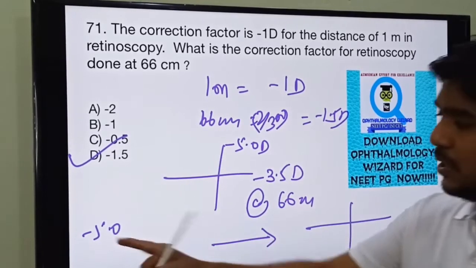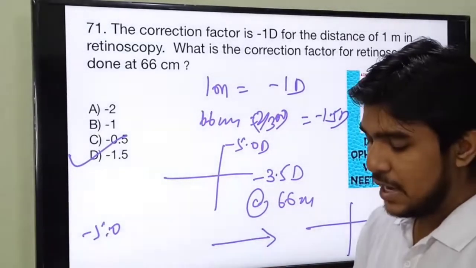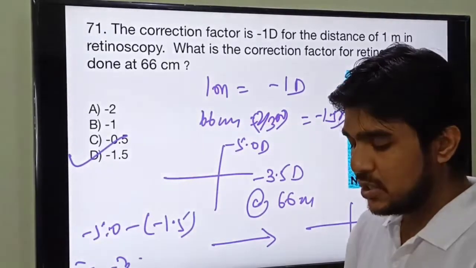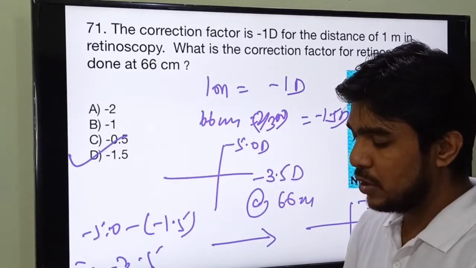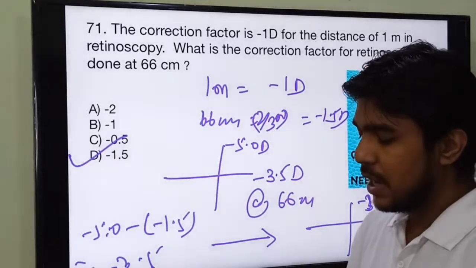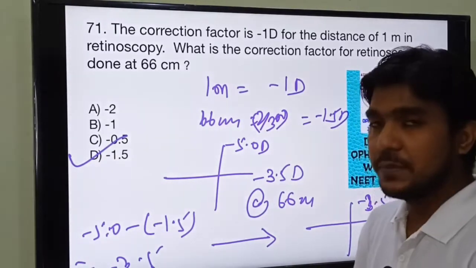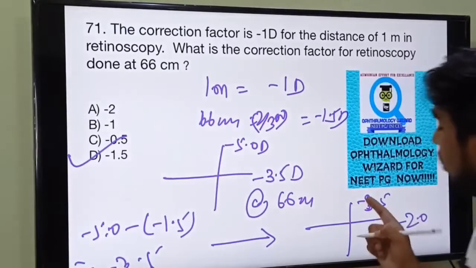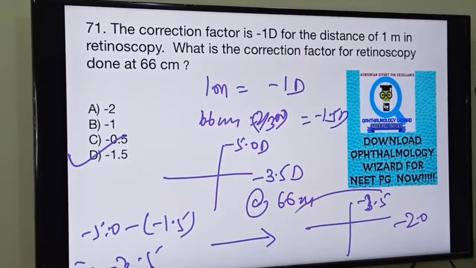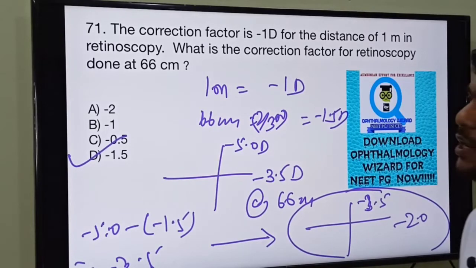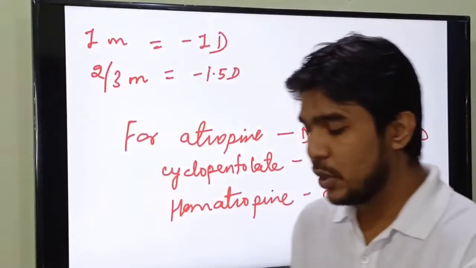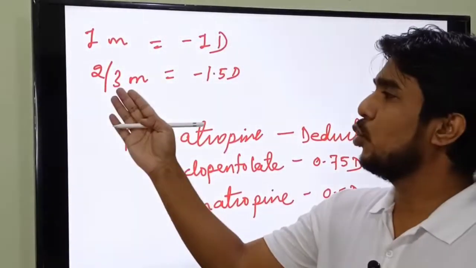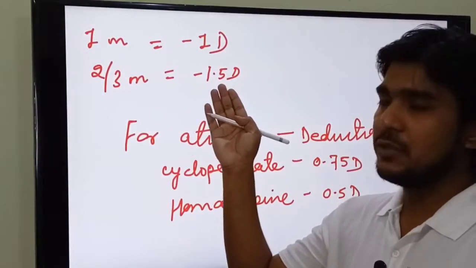See here, -0.5 minus 1.5 will come around -2.0, and -3.5 minus 1.5 will be -5.0. We are just subtracting 1.5 from each. So we are getting this type of final retinoscopy. You understand my point. Let me tell you a few examples of this: at 1 meter it is -1, and at 2/3 meter it is -1.5.